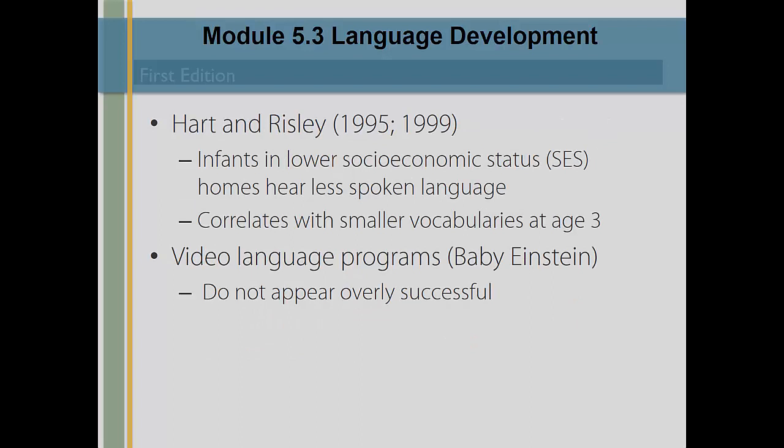Hart and Risley showed that infants in lower socioeconomic status homes hear less language spoken, and this correlates with smaller vocabulary at age 3 compared with middle and upper SES peers. Video programs designed to teach children language, like Baby Einstein, for example, do not appear overly successful. Language appears to be learned best through social interaction.